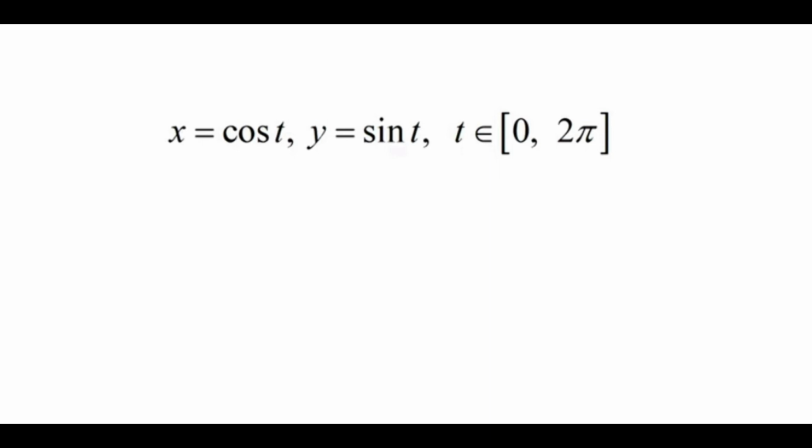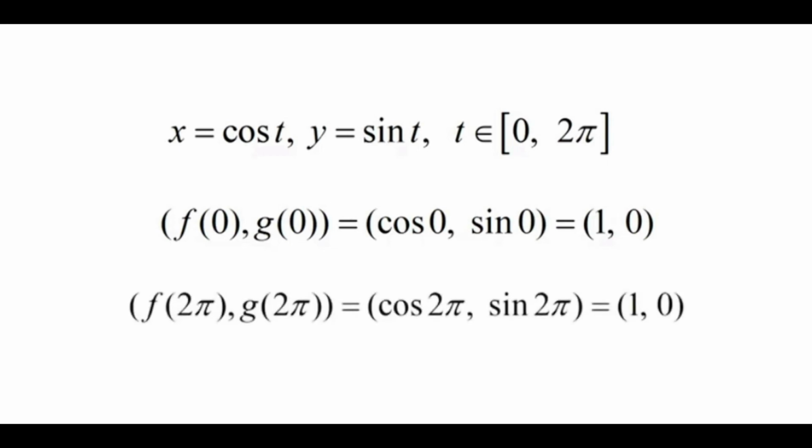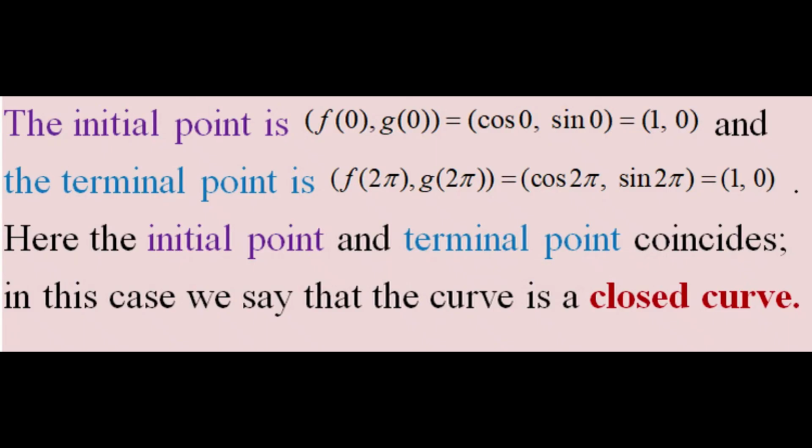In this parameterization, the initial point is (f(0), g(0)), which is equal to (cos 0, sin 0), which is equal to (1, 0), and the terminal point is (f(2π), g(2π)), which is equal to (cos 2π, sin 2π), which is equal to (1, 0). Here, the initial point and terminal point coincide. In this case, we say that the curve is a closed curve.